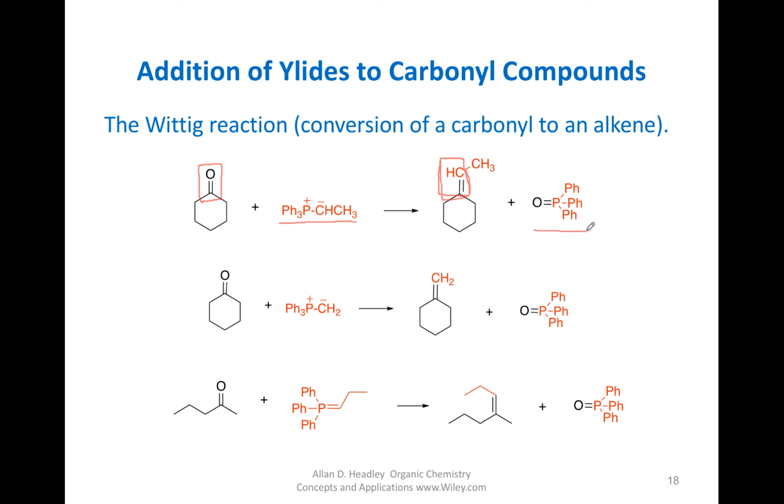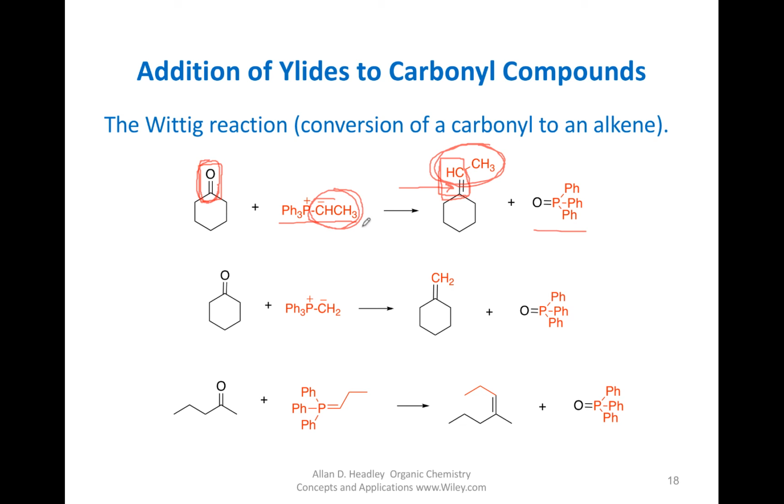And of course the triphenylphosphine oxide. But the key here is we have transformed a ketone into an alkene, and notice the groups that are added. This red is coming from this region of the ylide.